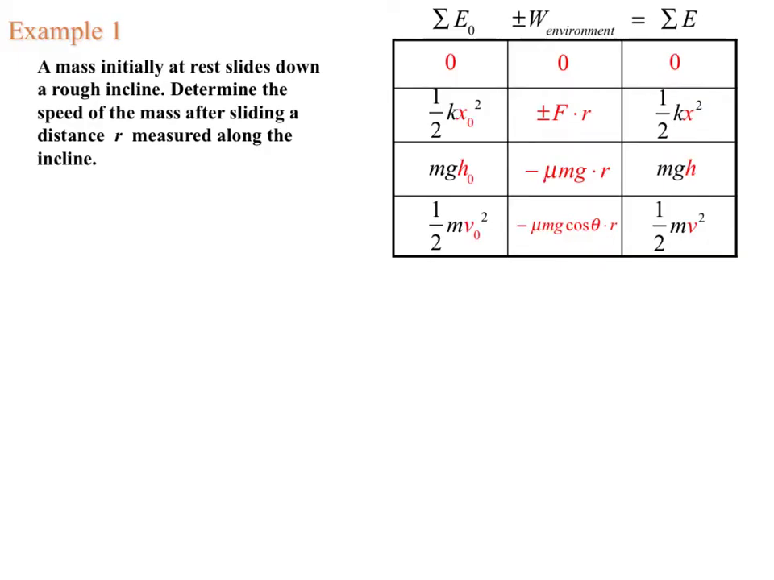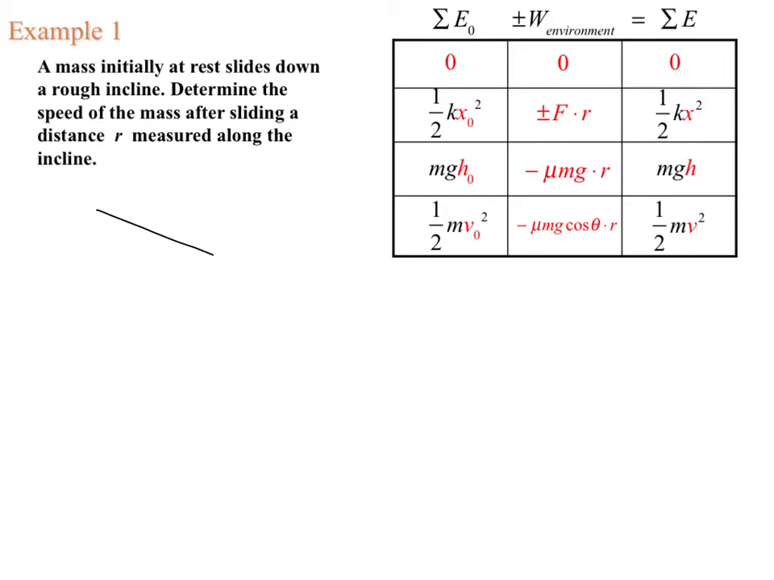Now, the next couple examples that we're going to go through, you don't necessarily have to write down because every situation is going to be different. So it's better to just understand where all these pieces are coming from instead of writing every specific situation down. So, this example says a mass initially at rest slides down a rough incline. Determine the speed of the mass after sliding a distance r measured along the incline.